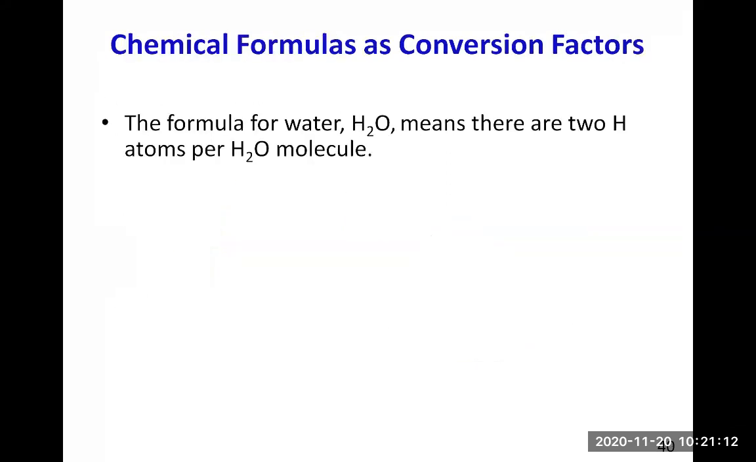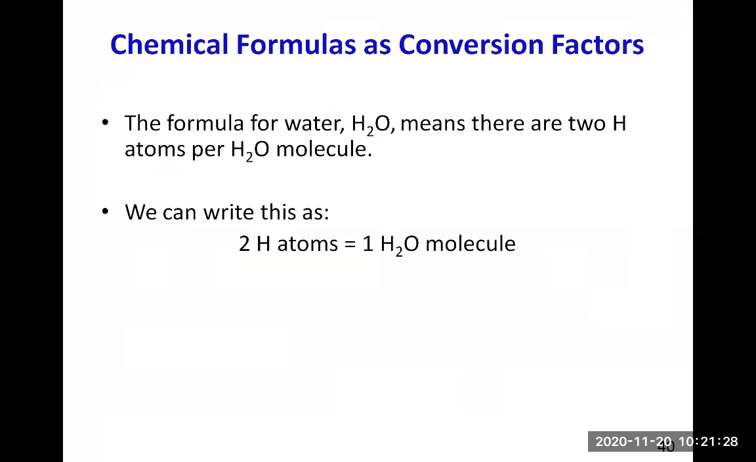So we can do the same with chemical formulas and use them as conversion factors. For example, the formula of water, H2O, means that there are 2 atoms of hydrogen per molecule of water. The H2 here means that. And so we can write this as an equality. 2 H atoms equals 1 H2O molecule. We can write that there are 2 atoms of hydrogen per molecule of water, this way mathematically.